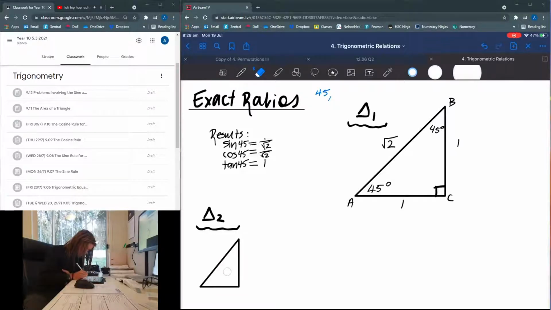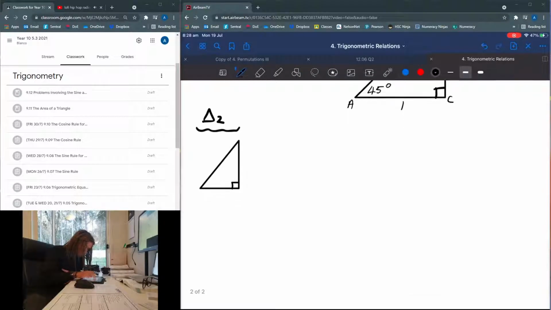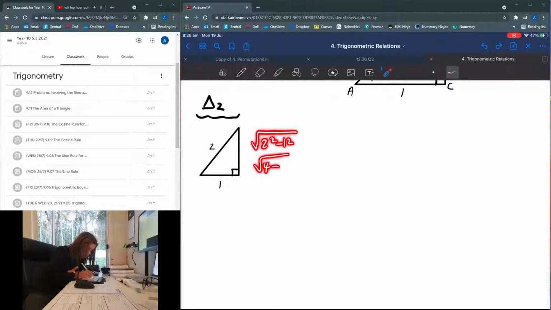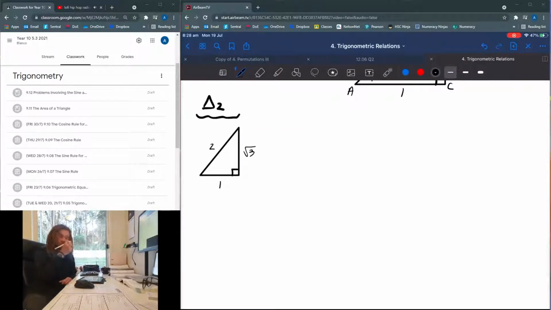I don't know why I drew this one smaller. Whatever. So there were our first results. Our second result is going to be this. Let's call this 1, and let's call this 2. What does this need to be? Well, that's going to be the square root of 2 squared minus 1 squared. So that's the square root of 4 minus 1, so that's the square root of 3. So this side here is the square root of 3.